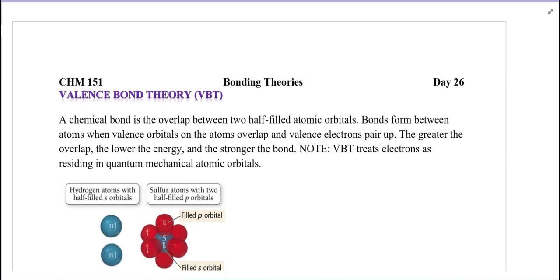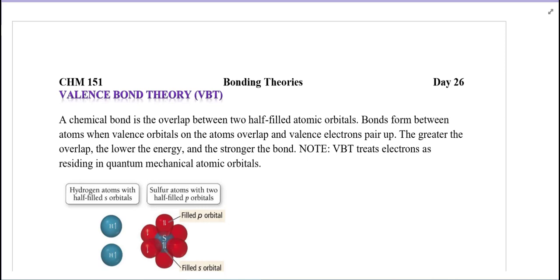We're doing bonding theories, in particular today, valence bond theory, which I'll abbreviate sometimes as VBT. A chemical bond is the overlap between two half-filled atomic orbitals. That kind of makes sense. The bonds form when the valence orbitals overlap. As you can see, the greater the overlap, the lower the energy, the stronger the bond. The valence bond theory treats these electrons as residing in quantum mechanical atomic orbitals.